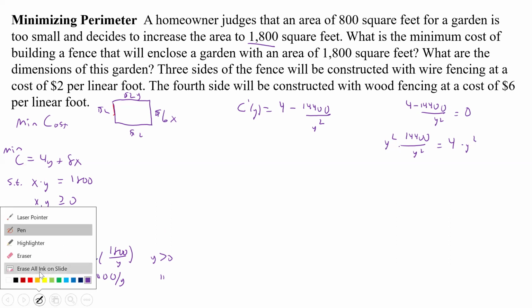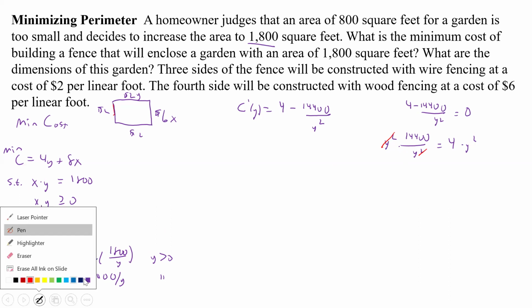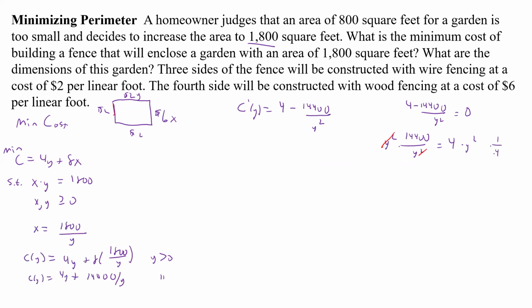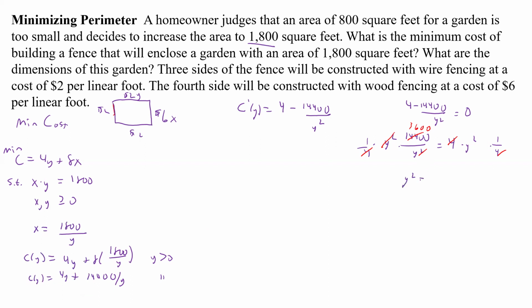So now we can maybe change our color. That cancels that, but now let's also get rid of that 4. So let's multiply by 1/4 on both sides, because then that 4 cancels that 4, and we're left with just y squared here. And then the 4 will go into 14,400, 3,600. So that will be our new equation, which is y squared is equal to 3,600. All right, so square root each side, that's going to be y equals 60.